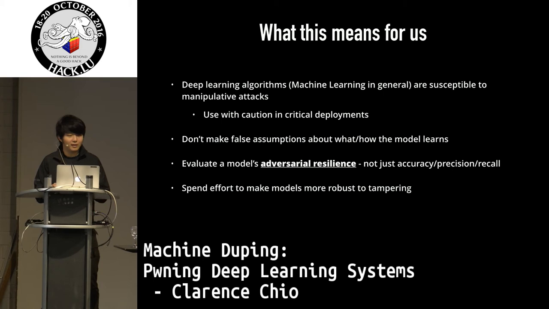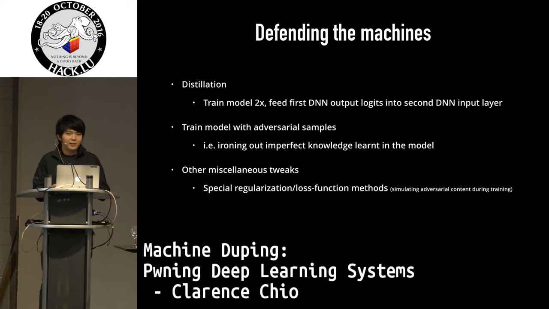So how? The most straightforward one is to basically generate adversarial samples for machine learning models and then train your model using these adversarial samples. Basically, you're trying to iron out any kind of imperfect knowledge. There are other techniques that can be used, like distillation, which means you train the model two times, first feeding the original images into the first model, and then you train the second model with the output of the first model, and this helps to distill the amount of information that is stored inside a neural network.